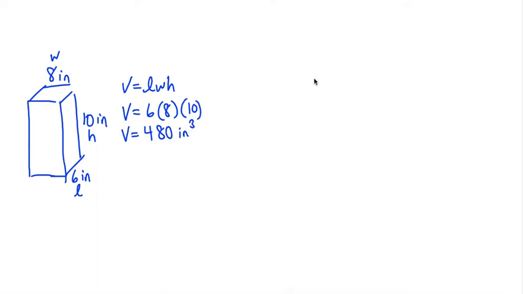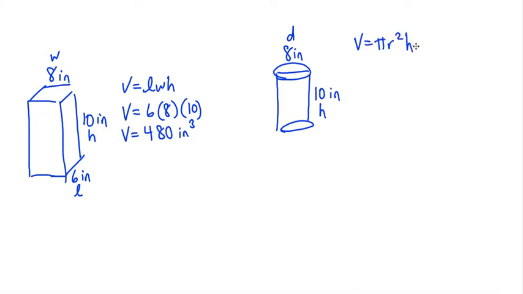So now let's compare that to the cylinder. So the cylinder has a height of 10 inches, and it has a diameter of 8 inches. So the 8 inches is the diameter, the 10 inches is our height. If I look at my formula sheet, my formula for the volume of a cylinder is pi r squared h. Now I know the diameter of my cylinder, so I know that my radius is going to be half of that. So the radius is 8 divided by 2, or 4 inches.